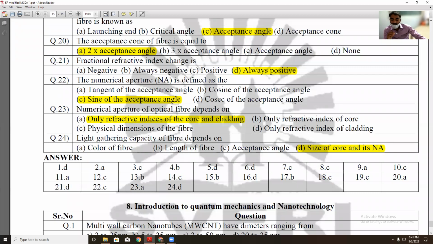After that, we will discuss the matter waves and the properties of matter waves. And last we will discuss the Davisson-Germer experiment. Already you have discussed it in the 12th standard.